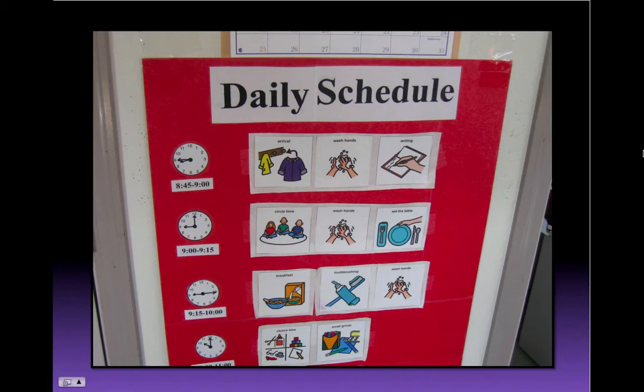Here's another visual schedule or daily schedule. And this one is using some time management ideas and has the clocks and times posted over here on the left side. And has some little tiny routines built into the times. So for instance here, I arrive, then I wash my hands, then I start writing.